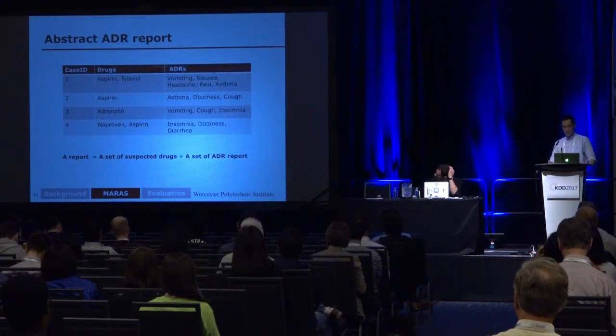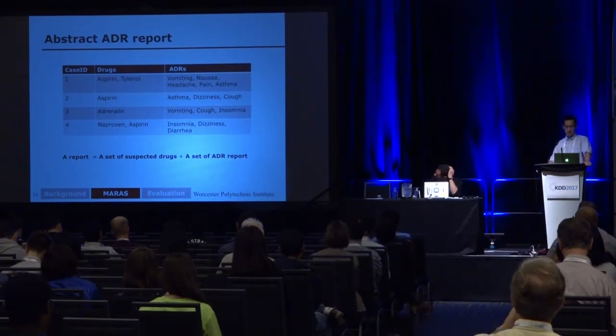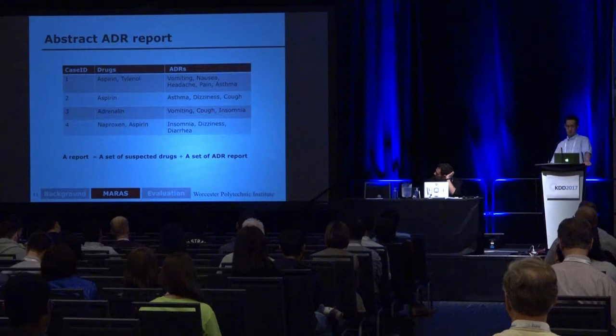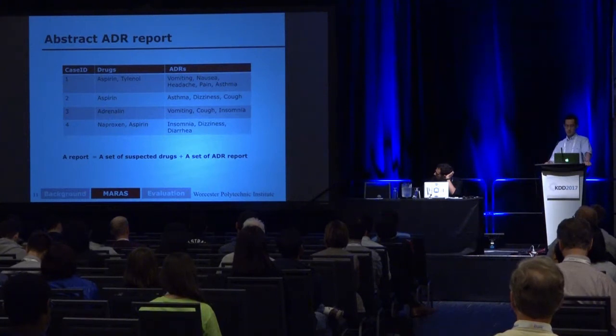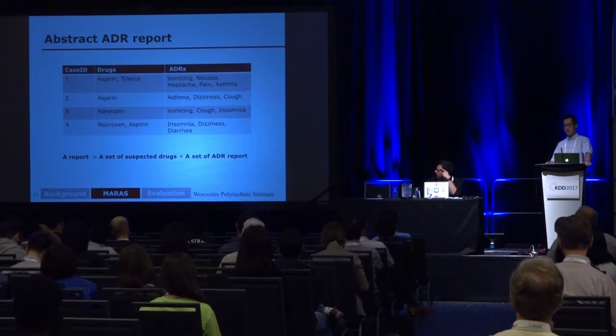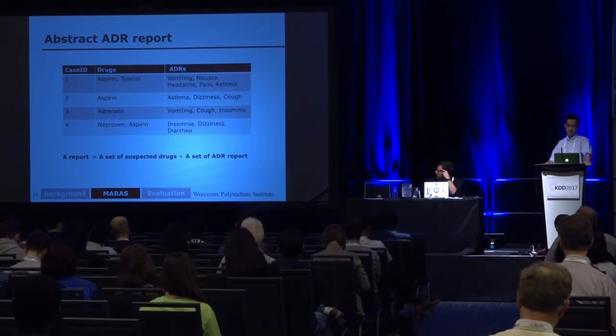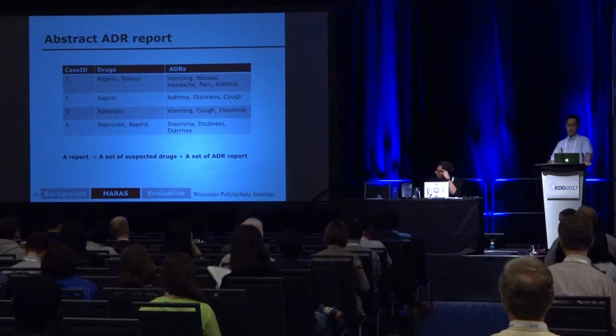So how can we derive such signals? What information do we need? In this project, we focused on two types of information for each report: What are the suspected drugs, and what are the presented ADRs? There are more things to consider. One of the things is time. Time information is quite important. That's something we are currently exploring, but it's not in the scope of this project.